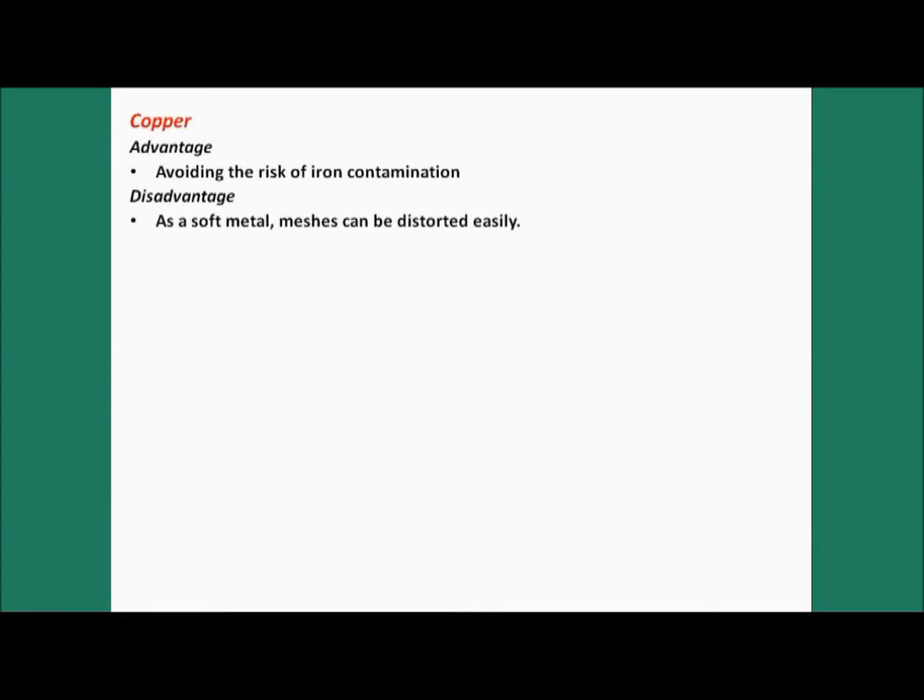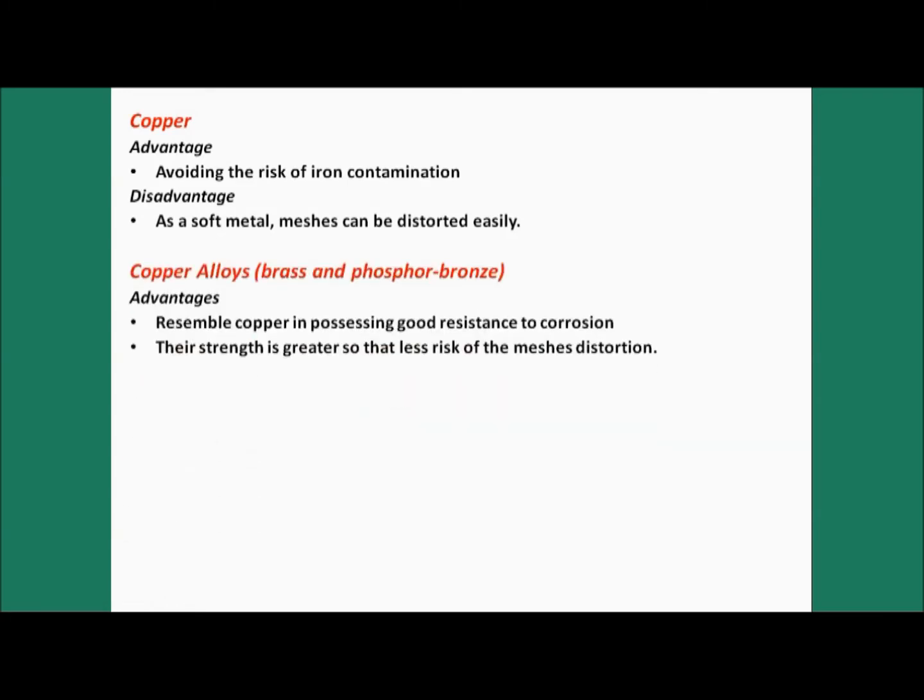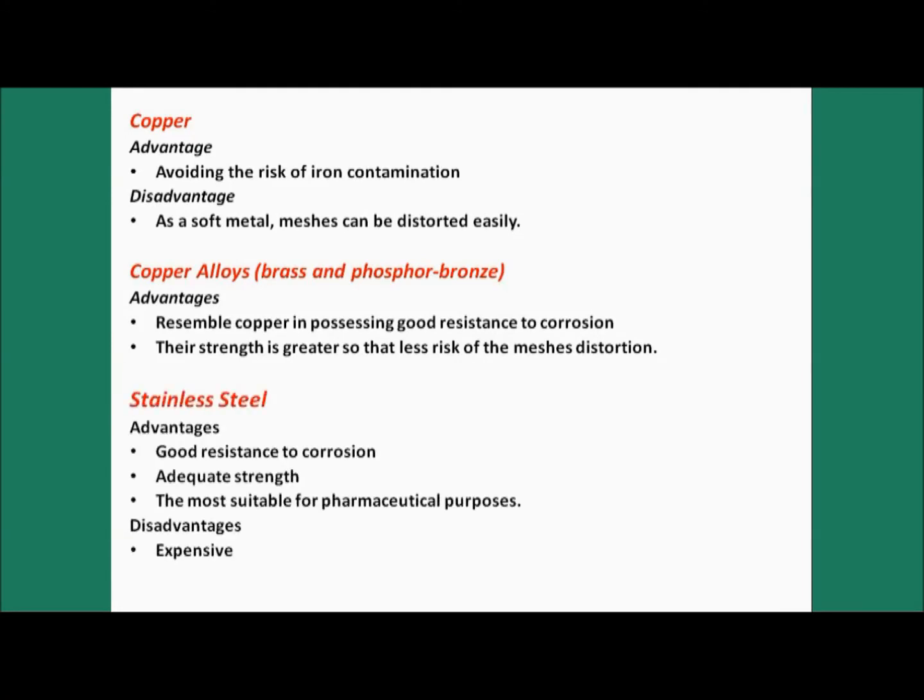Then we have the copper. The advantage of copper for making the sieve is that it avoids the risk of iron contamination. The disadvantage is that it is a soft metal, so these copper meshes can be distorted very easily. Then we have copper alloys like brass and phosphor bronze. The advantage of the copper alloy is that it resembles copper in possessing good resistance to corrosion, right? Like copper, it does not get easily corroded, and its strength is greater, so there is less risk of mesh distortion. Then we have the stainless steel.